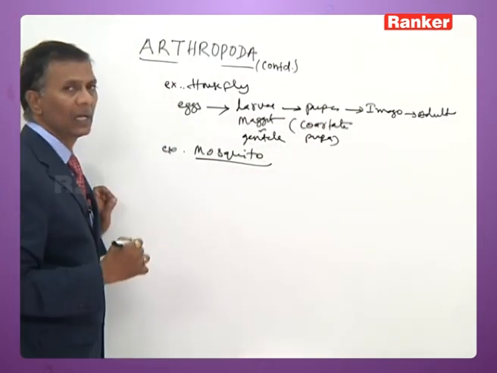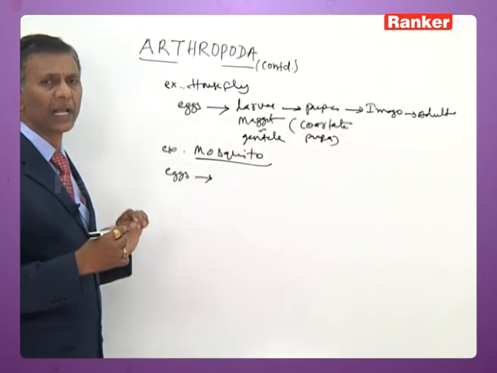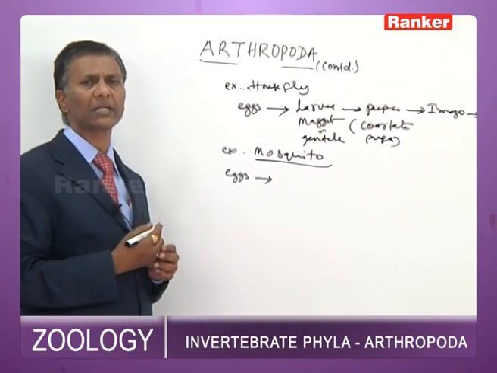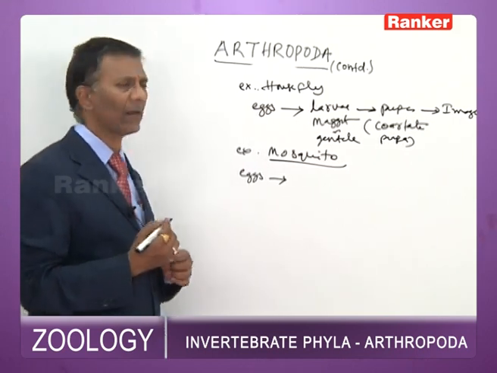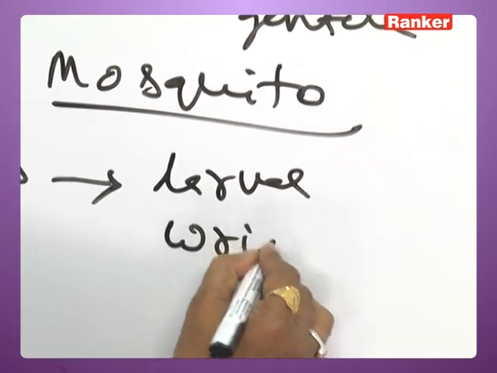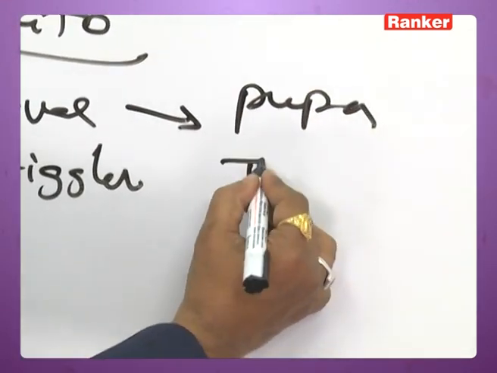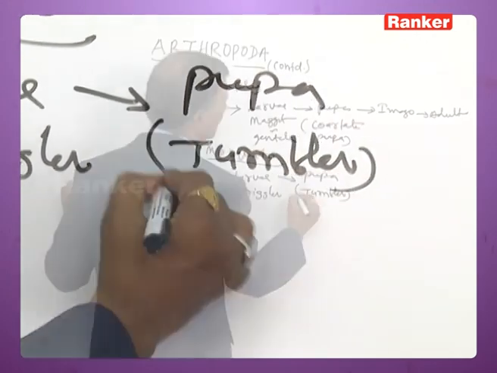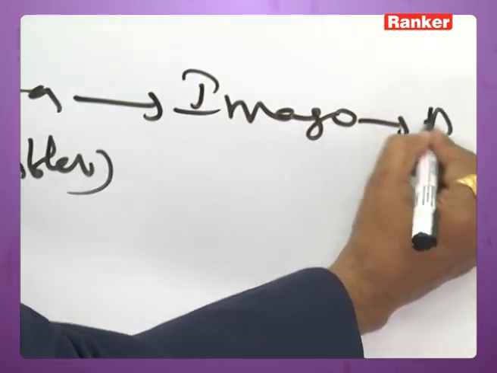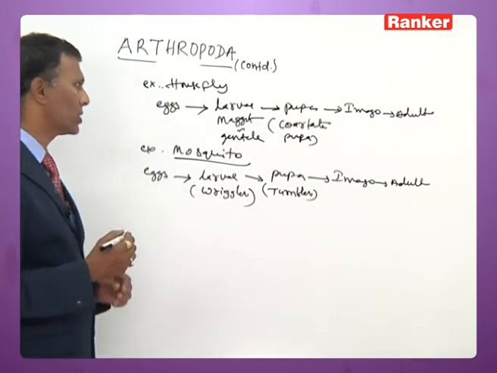Same way you find mosquitoes also exhibit holometabolous metamorphosis. In mosquitoes, eggs are cigar shaped or cylindrical or boat shaped. Cigar shaped eggs are present in Culex, boat shaped eggs are present in Anopheles. Eggs hatch into larvae called wriggler. The larvae transform into pupae. The pupae are called tumblers. The pupae transform into imago. Imago transform into adult. These are the phases of life cycle in mosquitoes.